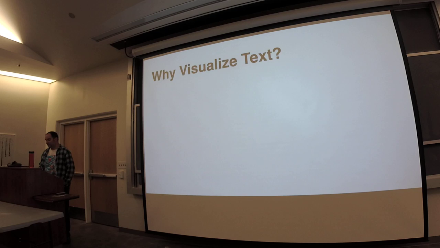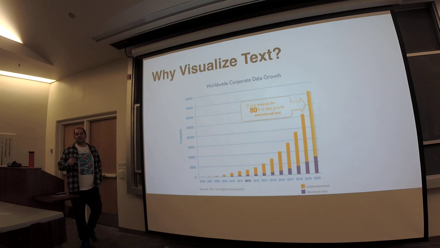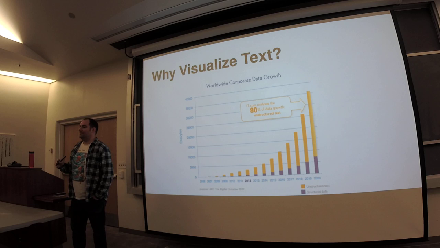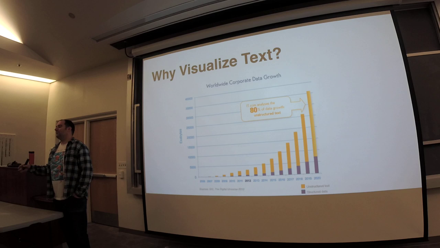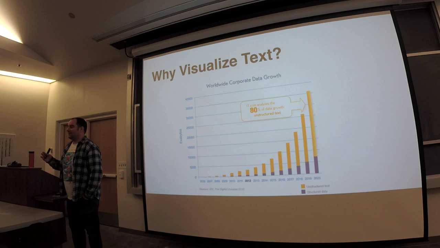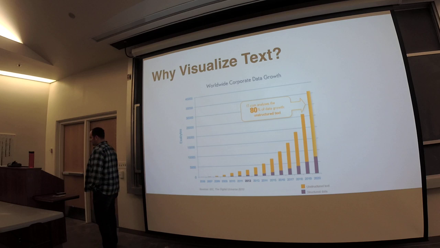And why do we visualize text? Why couldn't you just read it? Well, of course, sometimes you want some higher-level analysis of text. You want to maybe pick what to read. You want to understand the sentiment of a document, maybe help you choose what to read, and so on. And the usual argument, like in any kind of data subject, is, well, there's so much data nowadays, and this is just a graph showing that there is so much data nowadays.